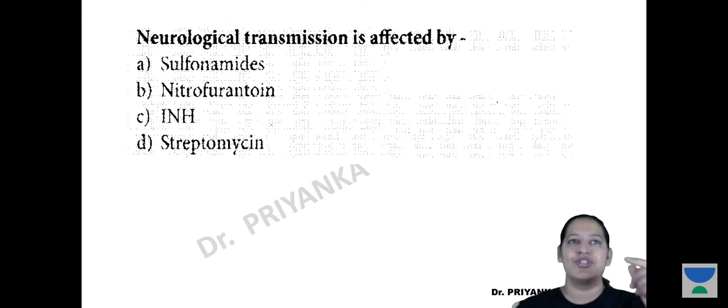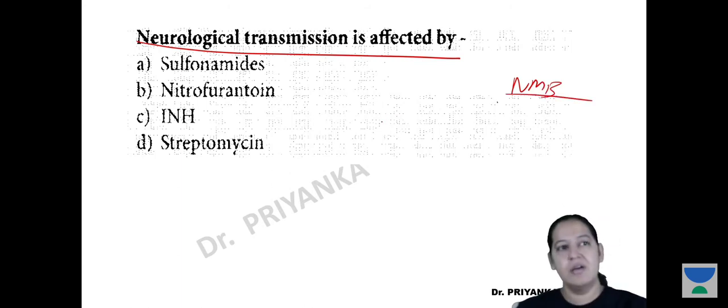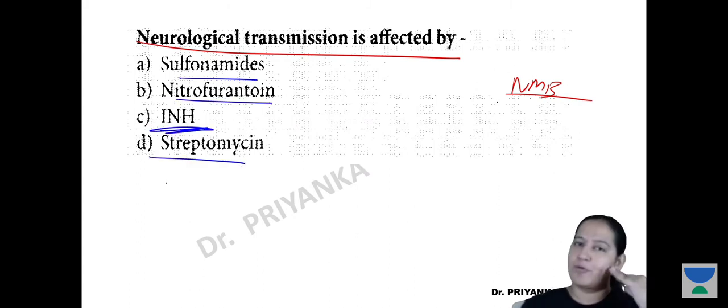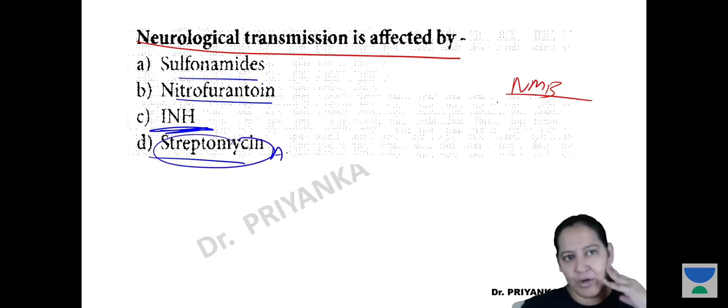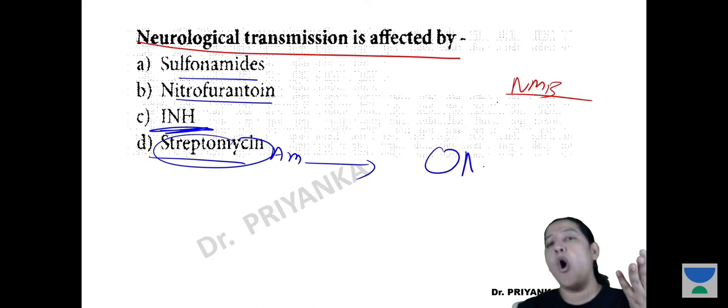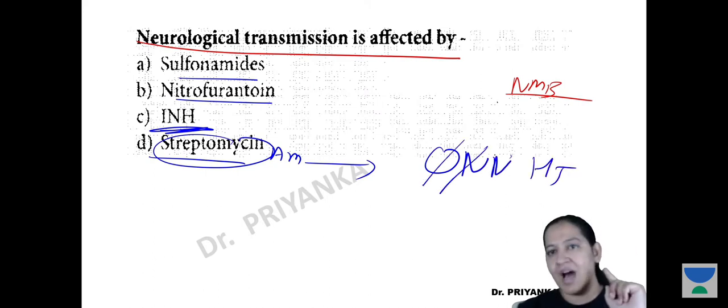This is the next question in front of you. Neurological transmission is affected by which drug? I'm asking about neuromuscular blockade. Neuromuscular toxicity is caused by which drug? The options are sulfonamide, nitrofurantoin, isoniazid, an antitubercular drug, and streptomycin. So streptomycin is the aminoglycoside and the side effects of aminoglycoside, on HT, are ototoxic, nephrotoxic, and the other is neurotoxic.